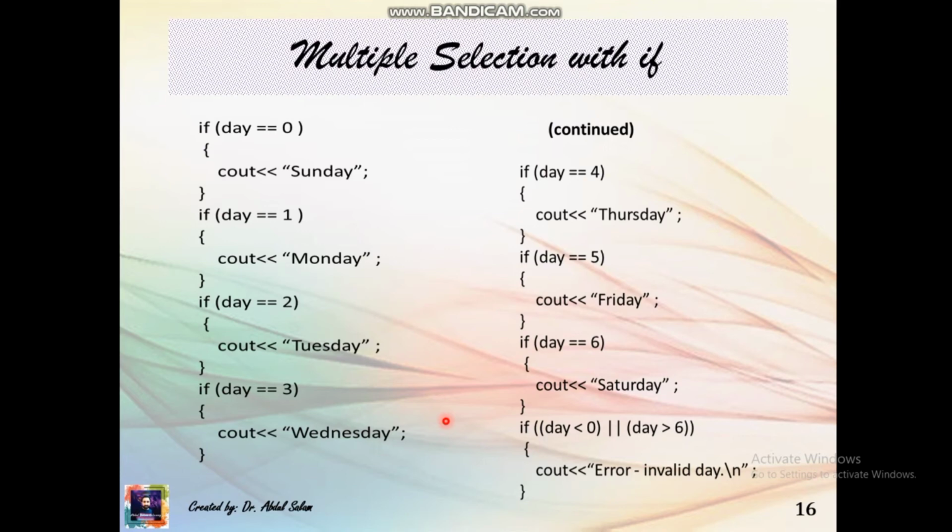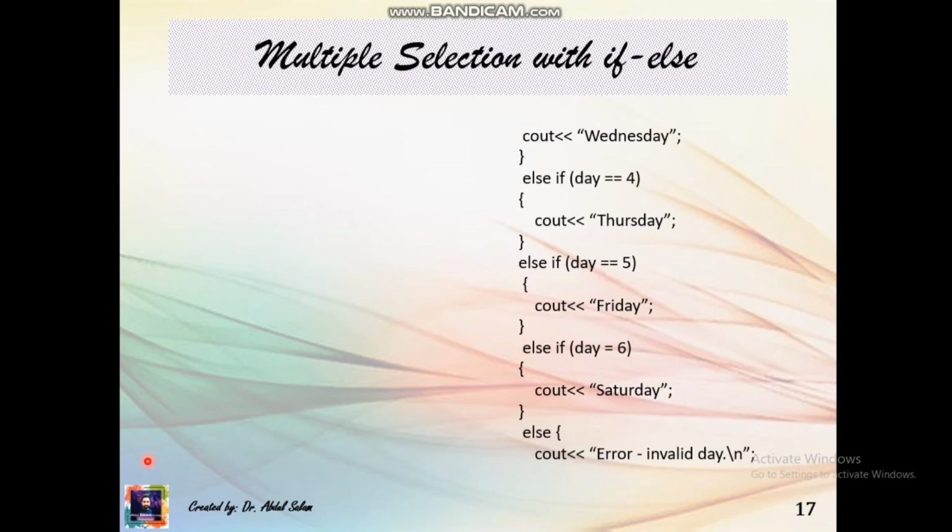Multiple selections with the if statement. We are only using the if statement and we are selecting multiple statements. For example, if day 1 is equal to 0, then display Sunday, or Monday. Simply we are using the if statement. Multiple selection with if-else: the same case we can do with if-else. If day 1 equal to 0, print Sunday. Else if day 1 equal to 1, print Monday, and so on.